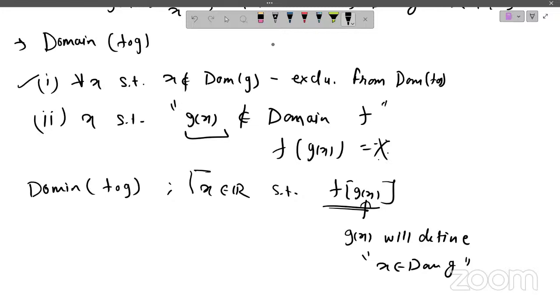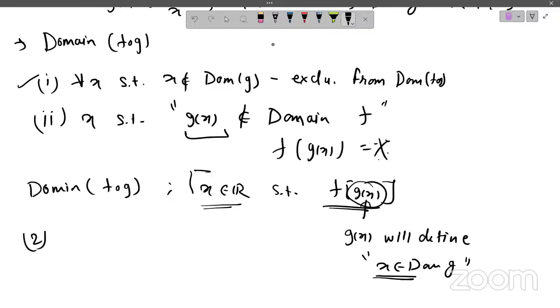We should exclude all those x for which g of x is not defined, because we want to find the domain of f composite g, right? So we want to find all those x belonging to the real numbers for which f of g of x is well defined. But what if in this chain g of x is not itself well defined? So what can we say about f of g of x? So first we want our x to belong to the domain of g. This fact is clear to everyone?